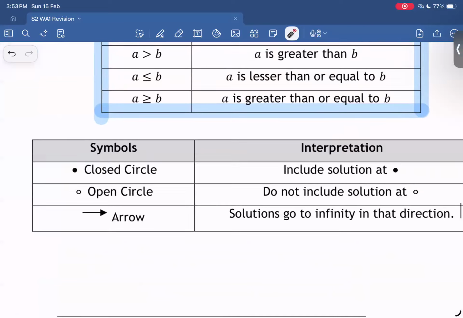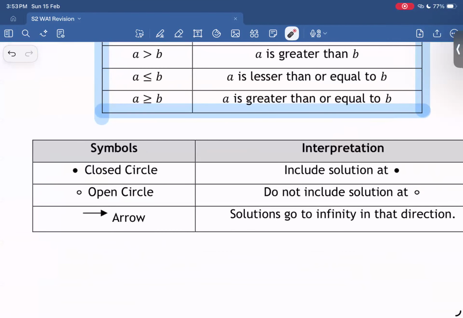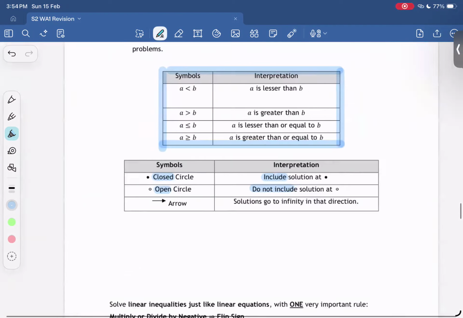Then we also have the symbols whenever we want to draw a number line. When we draw a number line, sometimes we have a closed circle. When it's a closed circle, it means that we include the solution. If you guys still don't understand, later on we'll be doing some examples, which should enlighten you a bit more. Then we also have the open circle where we do not include. You can highlight together with me here. Closed means we include. Open means we do not include the solution. Then of course we've got the arrow, which we will be drawing later on as well.